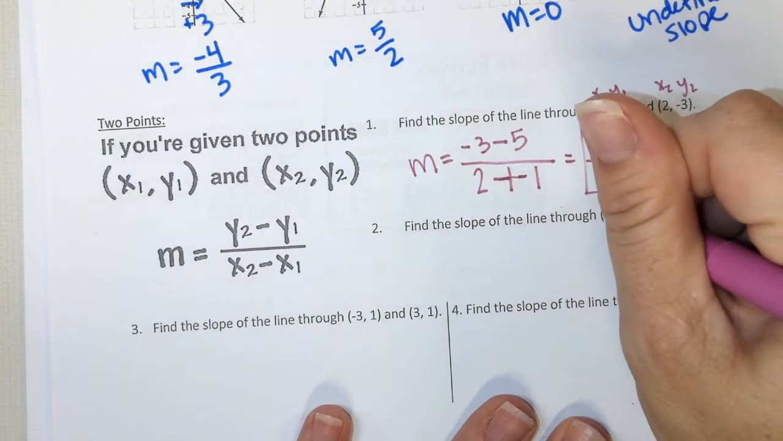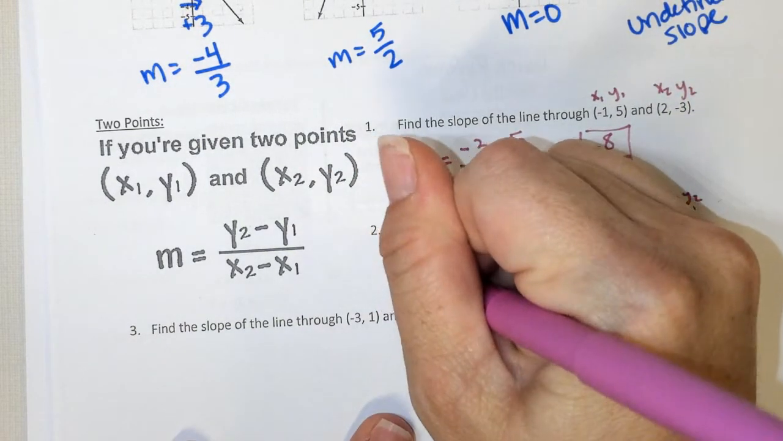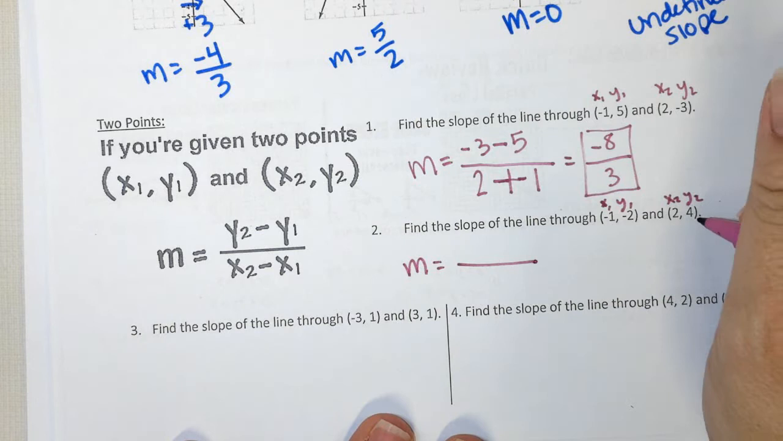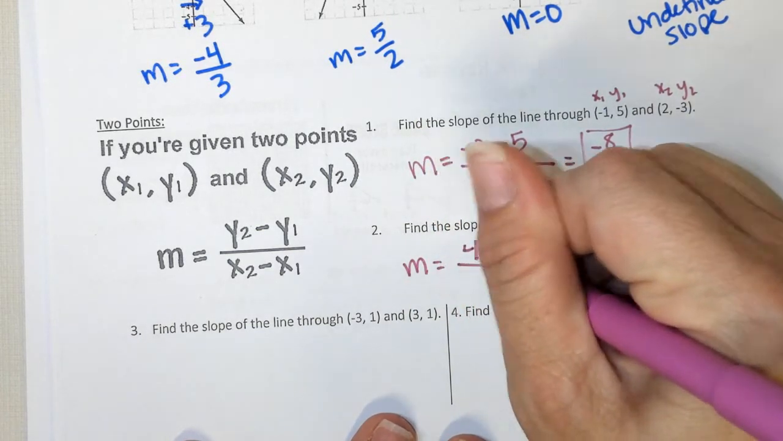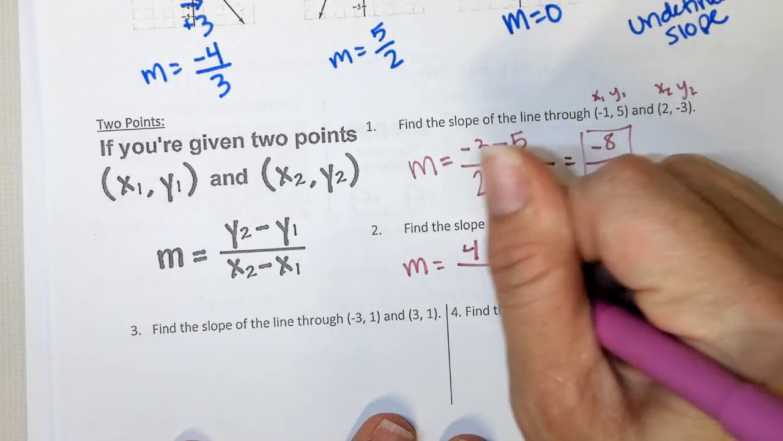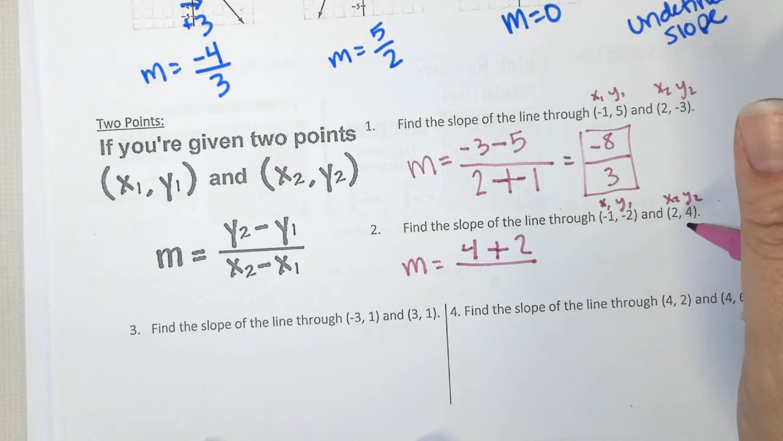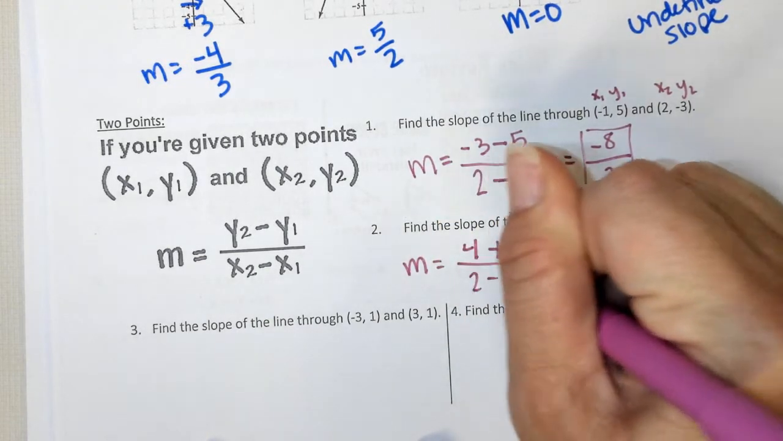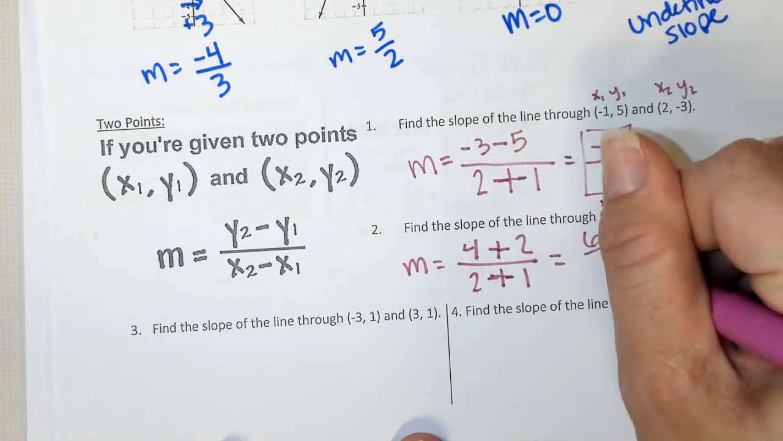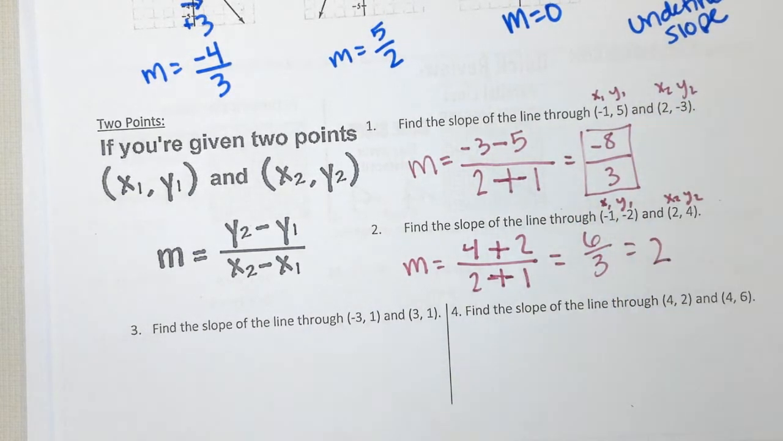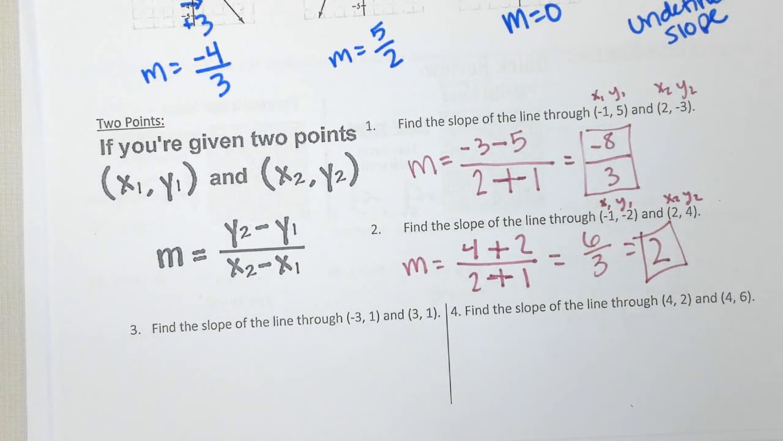Okay, so you'll label them x1, y1, x2, y2. So what's my y2? What's going to be on top? 4 minus negative 2, which gives me a broken plus sign, yes. And then what's going to be on bottom? 2 minus negative 1, which also gives me a broken plus sign, which ends up with 6 over 3, which simplifies to 2. Any questions with that?